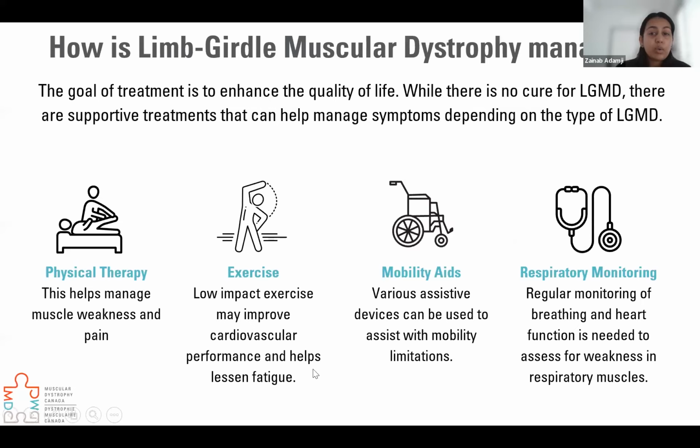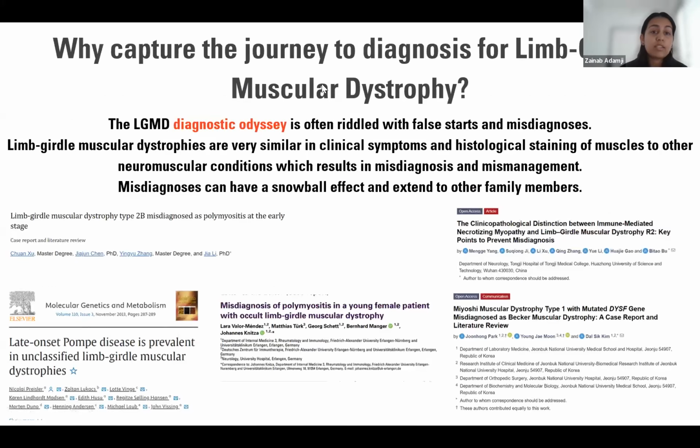And while there are no cures for LGMD, the goal of treatment is to enhance the quality of life. And so there are a number of supportive treatments that can help manage the symptoms in those with LGMD, including physical therapy, exercise, mobility aids, and respiratory monitoring. I will now pass it back over to Hamira to set the stage for our study and why we wanted to capture this journey. Thanks so much, Zainab.